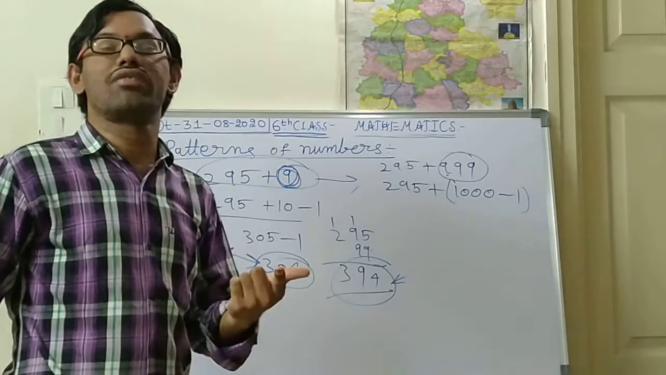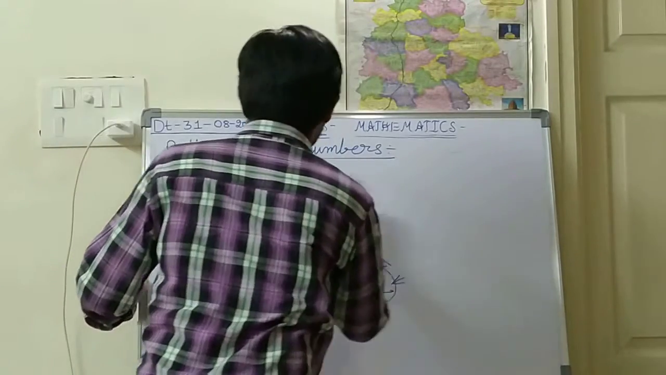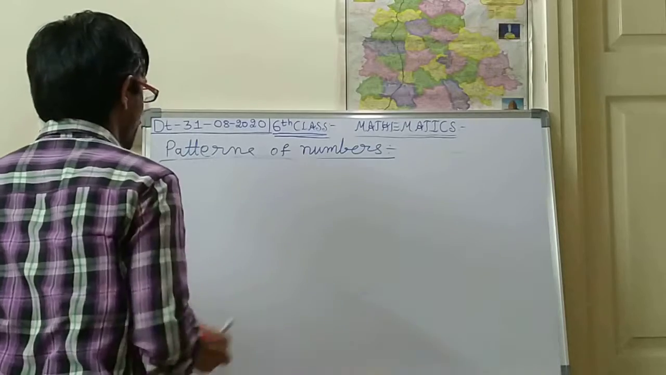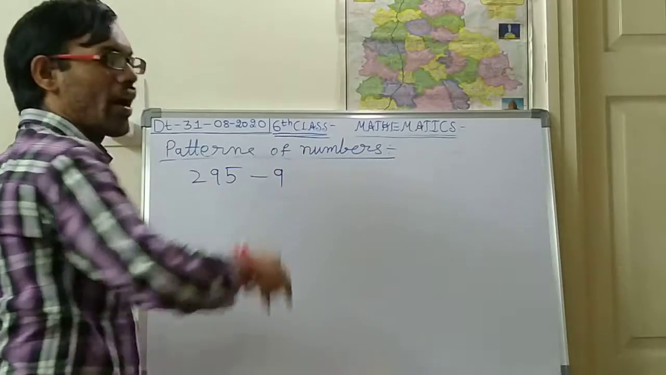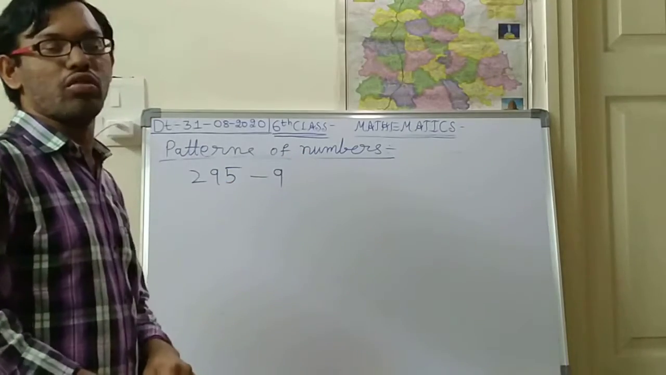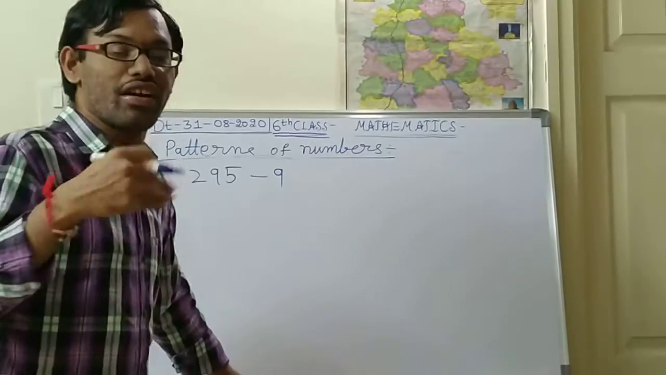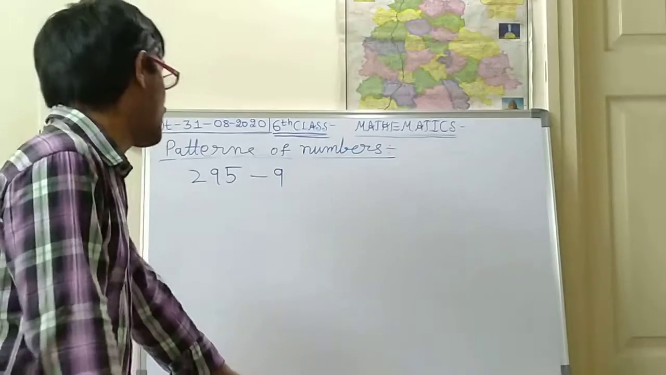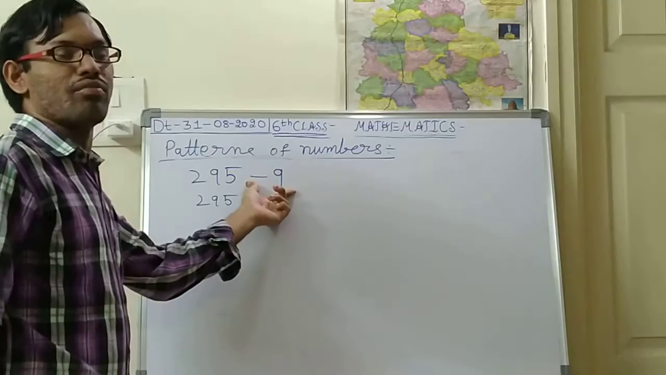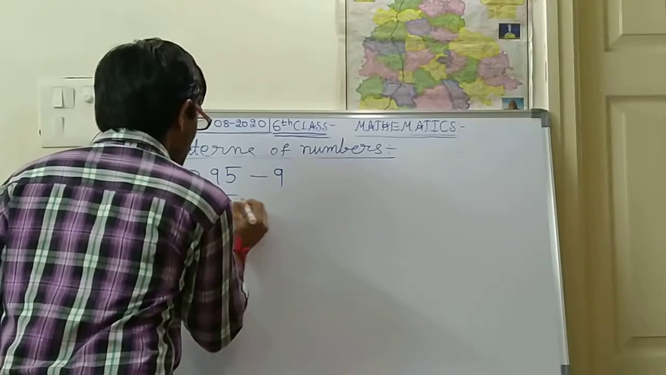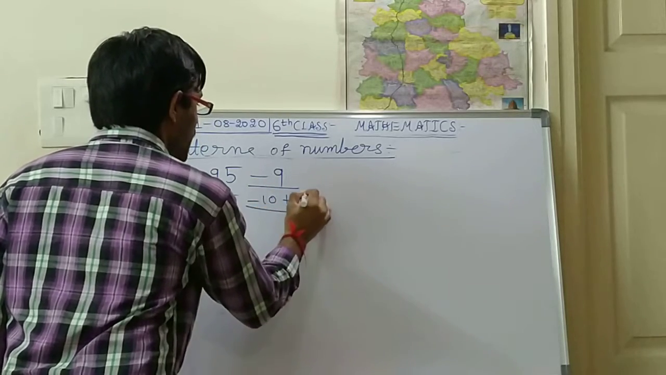So how will the subtraction be done? Suppose with the same number, 295 minus 9, I have to do. Some members will get confused, since they can't say it very fast. So what should you do? 295 as it is, when minus 9 comes, I am writing it like this: minus 10 plus 1. So minus 9 I write as minus 10 plus 1.